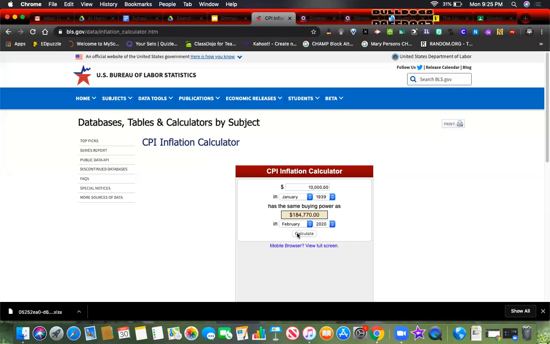And again, this is not just about prices kicking up. This inflation calculator is about purchasing power. This is CPI. If somebody had $10,000 back then, they could buy the equivalent of stuff that would cost them $184,000 today. So just to give y'all that idea and a little bit of understanding.